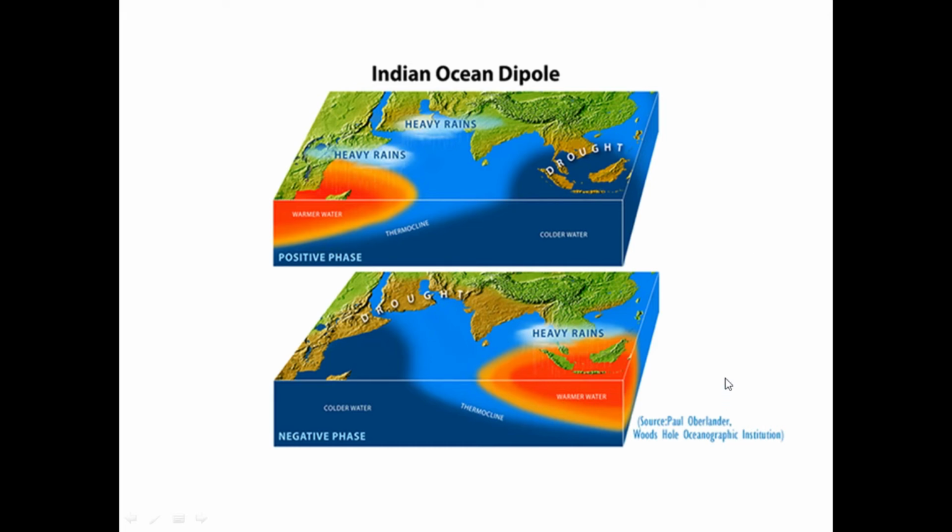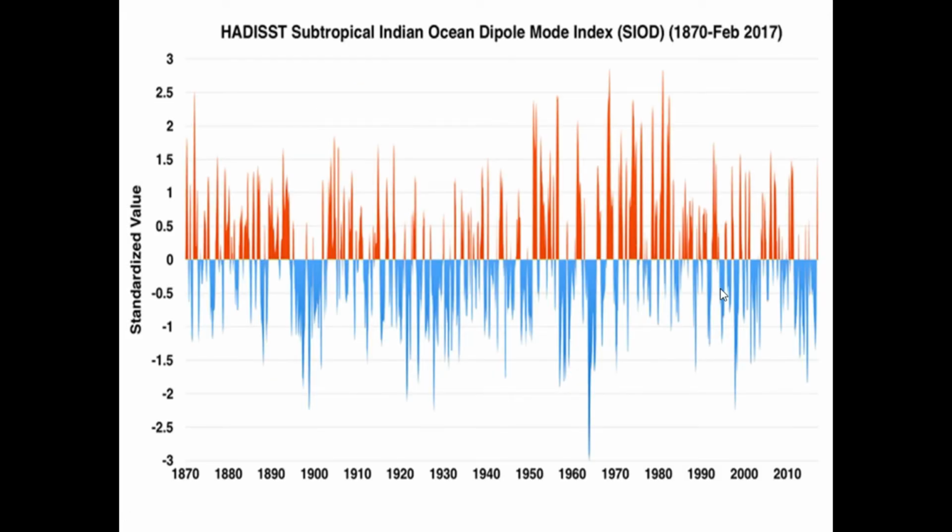And this is from WHOI, Woods Hole Oceanographic Institution. And an index, okay? The Subtropical Indian Ocean Dipole Mode Index. So here's the negative phase, and here's the positive phase. And as you can see, it does oscillate. And this is from 1870 to 2017. They've reconstructed this. So the positive phase will be associated with El Nino, the negative phase with La Nina.